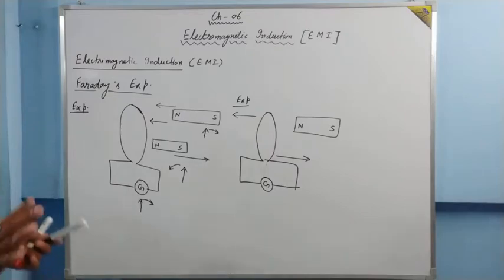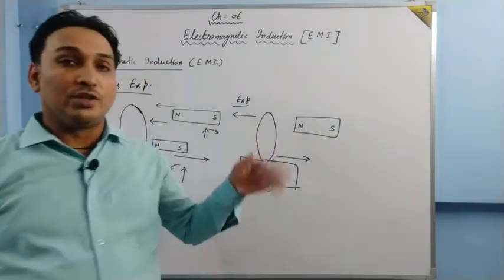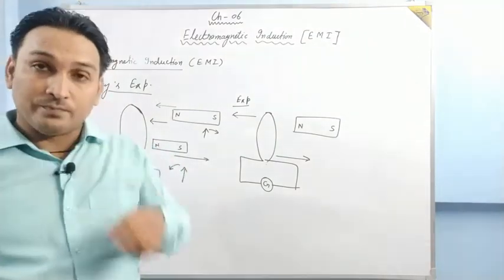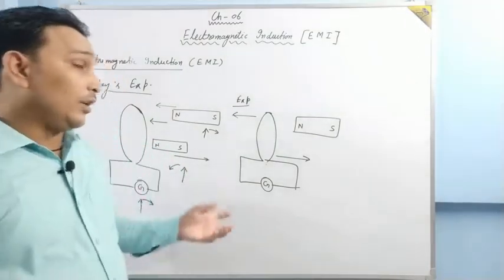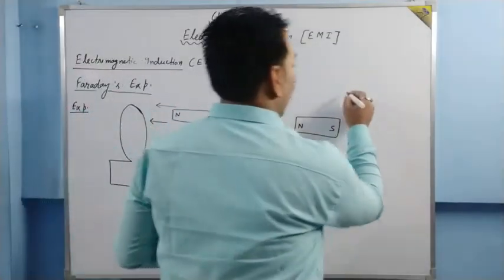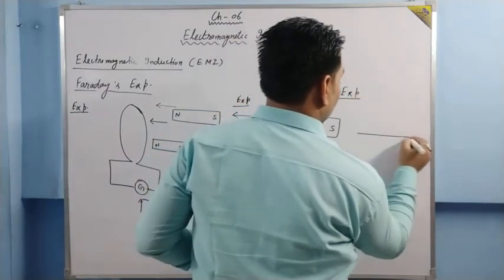So what he has discovered is that whenever the distance between a magnet and a loop changes, there is an induced current in the loop. Okay, but this phenomenon was not, you can say, appropriate, because one experiment was there, and in this what has happened?